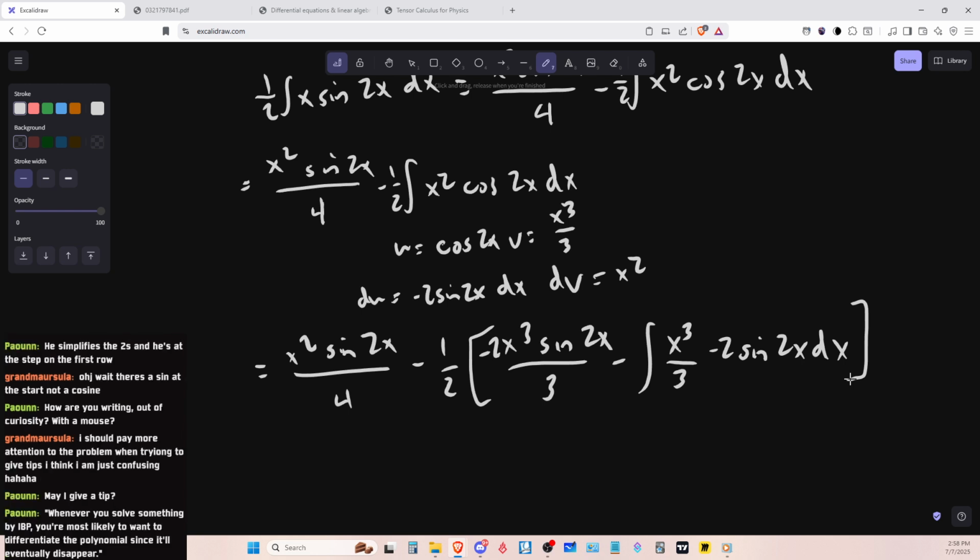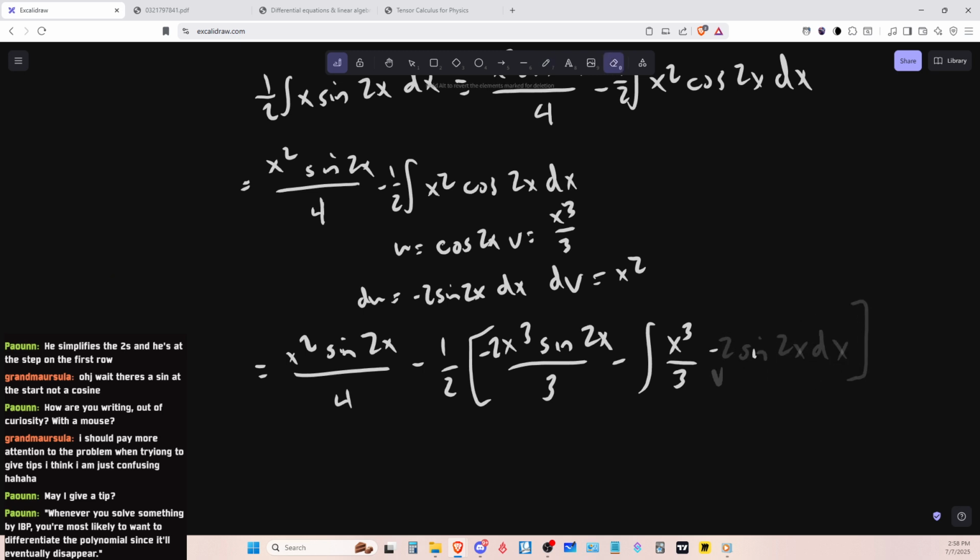Whenever you solve something by integration by parts, you most likely want to differentiate the polynomial, since it will eventually disappear. I mean, that could be, yeah, that could be the reason why I'm in this loop here. Yeah, we'll do that. That's probably what I should have done in the first place.